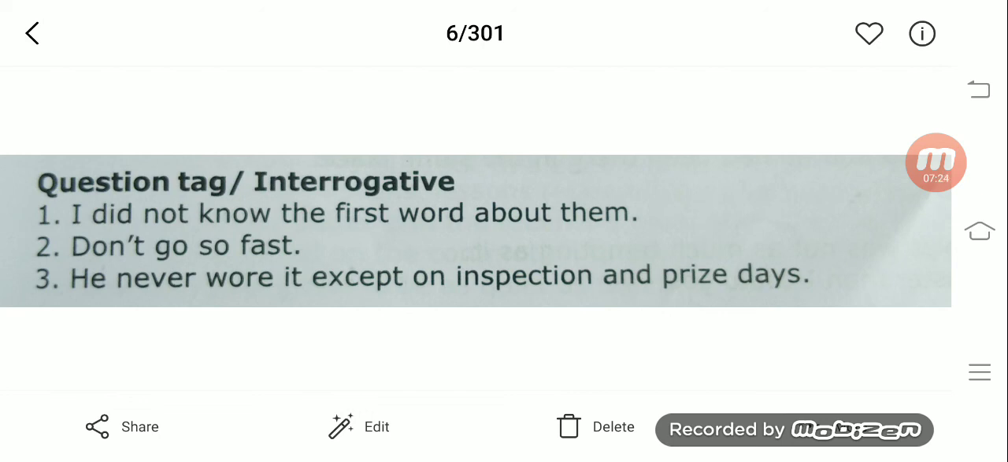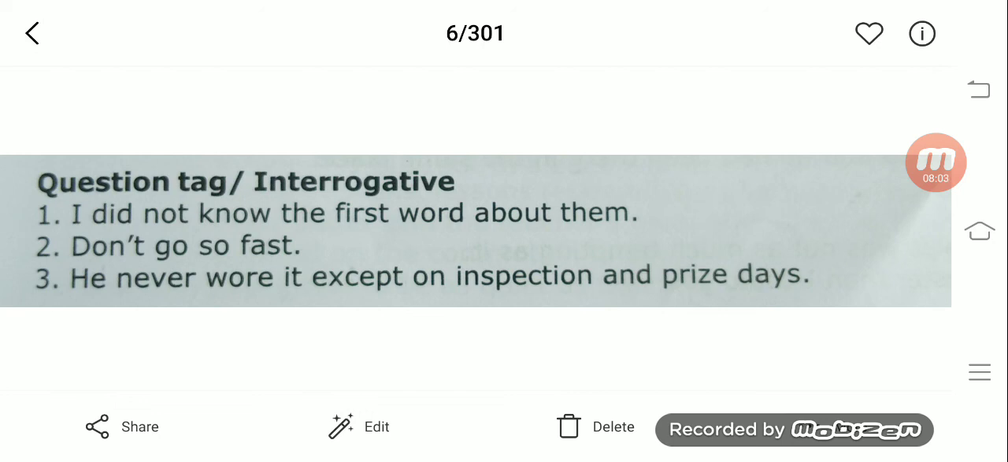For example, "I did not know the first word about them, did I?" Now you will think, why "did I"? Because the sentence has "I did not." "Not" is there, so you have to make the tag a positive case. So it will become: I did not know the first word about them, did I? And put a question mark at the end. See the second one. "Don't go so fast," or you can also say "do not go so fast." It's a warning to a person or to a child. So: Don't go so fast, must you? Put a question mark.